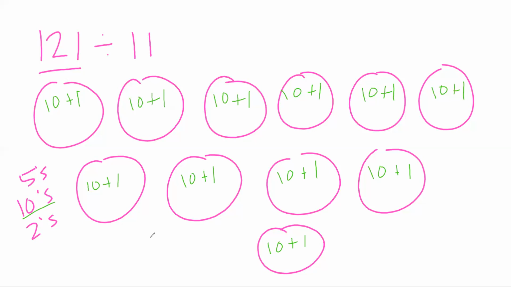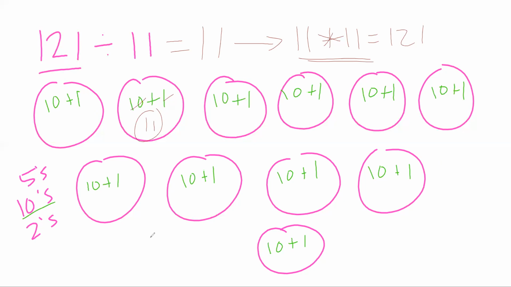So if you count that, that's 10 and 11. So our answer is 11. So 121 divided by 11 equals 11. If we think about our multiplication, 11 times 11 equals 121. There we go. We just learned a math fact. 11 times 11, 121. 121 divided by 11, 11.